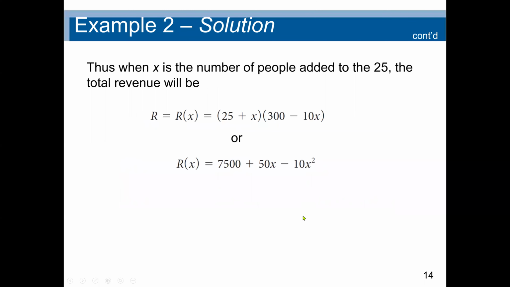Okay. So we have the revenue function R at x will give me 25 plus x, 300 minus 10x. Now multiply the two together. This will be the number of persons times the price. And that gives us 7,500 plus 50x minus 10x squared.